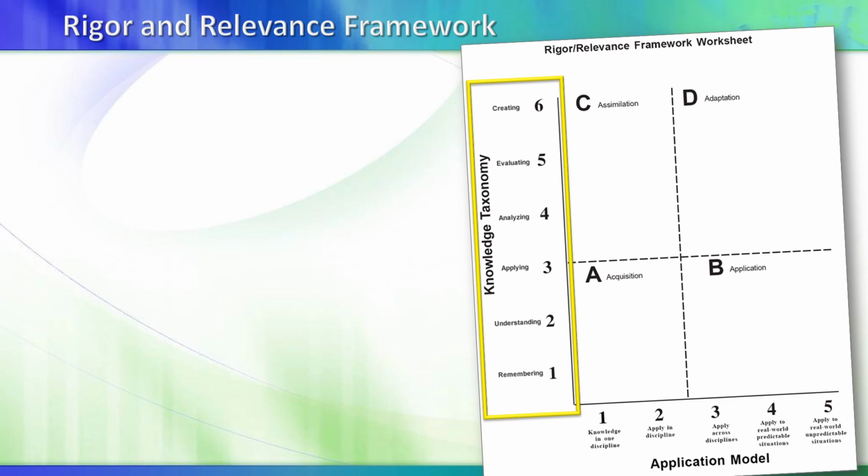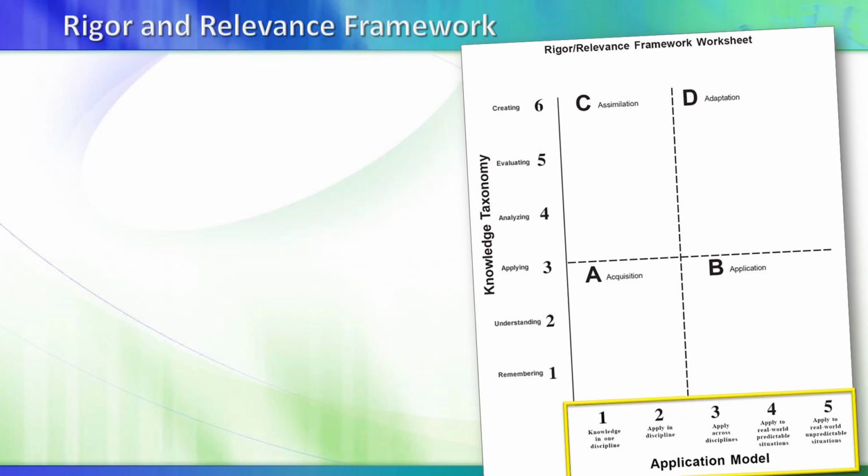First, take note of the Bloom's knowledge taxonomy levels that run up the y-axis. The 6 levels on the Rigor and Relevance Framework correspond to those found on the Bloom's taxonomy pyramid. Next, take note of the application model that runs along the x-axis. The application model is a continuum of how authentic an assessment or activity is. In other words, does it involve real-world application?